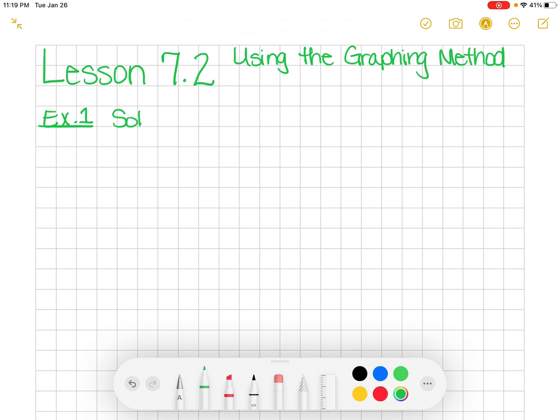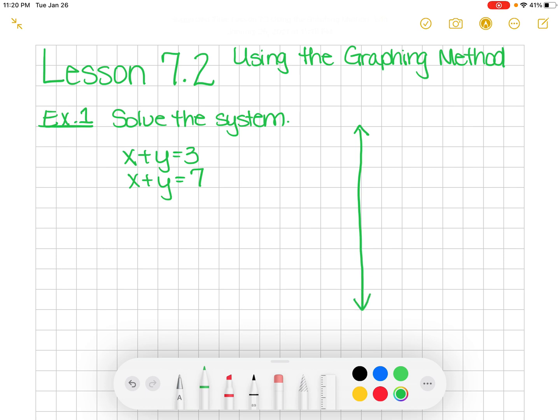Okay, so example 1 says solve the system. And we have 2 equations. We have x plus y equals 3 and x plus y equals 7. Okay, so I'm going to draw a graph for this. Okay, and now I need to graph these 2 lines, just like we did yesterday. Now these are pretty easy ones to do t-charts with. If you want, you can do slope-intercept form with them. Let's do one each way.